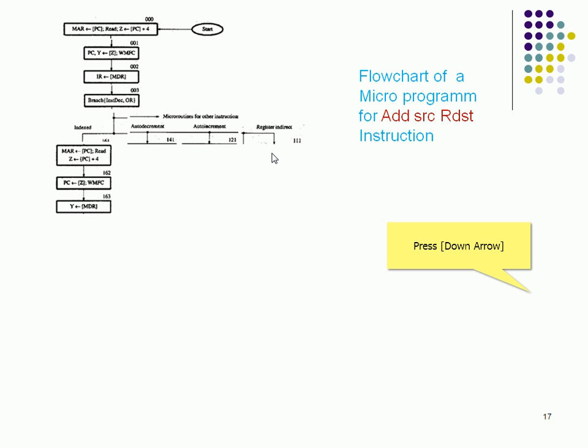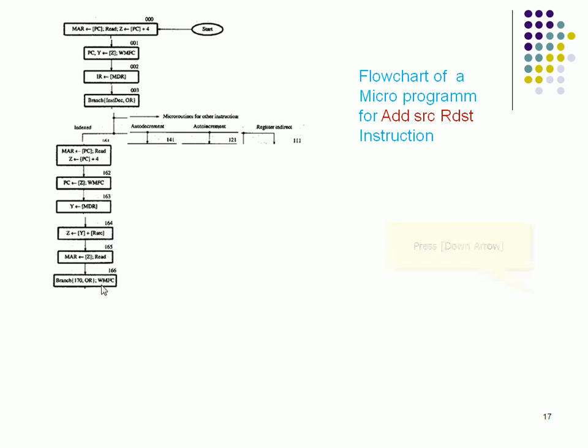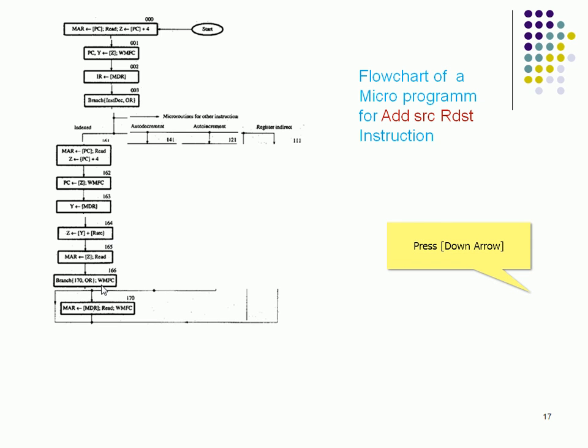In the case of the index addressing mode, the PC is put into the MAR, read, PC advance, at 161. At 162, the PC is advanced, wait for memory function, and the result is put into Y. That is 163, then Z is Y plus the source register R. Then MAR from Z, read, and branch, that is 170, wait for memory function. So wait for memory function, then MAR, that is MDR, and wait, that is 171.